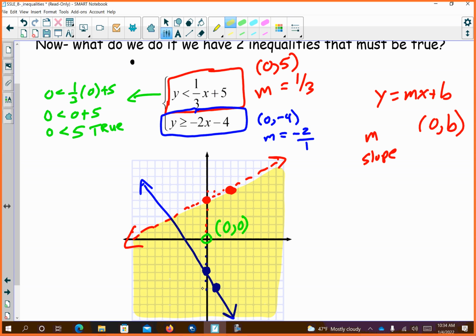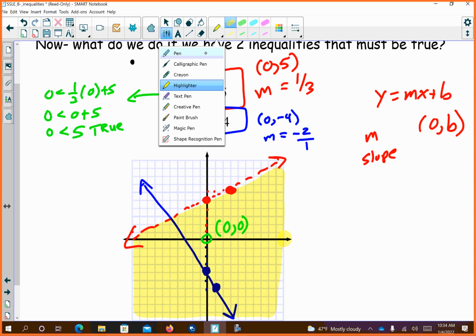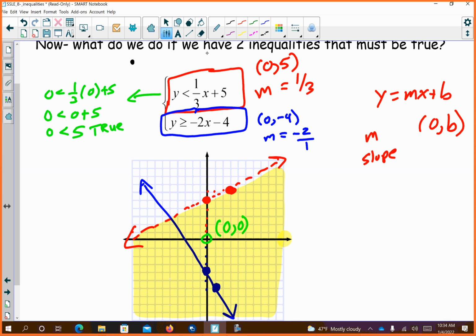I picked (0, 0) because (0, 0) is easy. But I could have picked this point way over here, like (10, 0). You're doing a little more math. (0, 0) is a little easier. All right, I'm going to go back. I'm going to use my pen again. And I'm now going to take this. So I'm going to plug (0, 0) into this one.